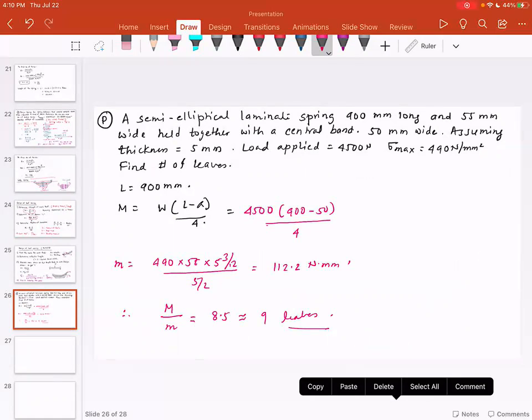So this is just a simple problem where most of the data is given to us. We just plug in the numbers. Now let me take sort of a design problem.